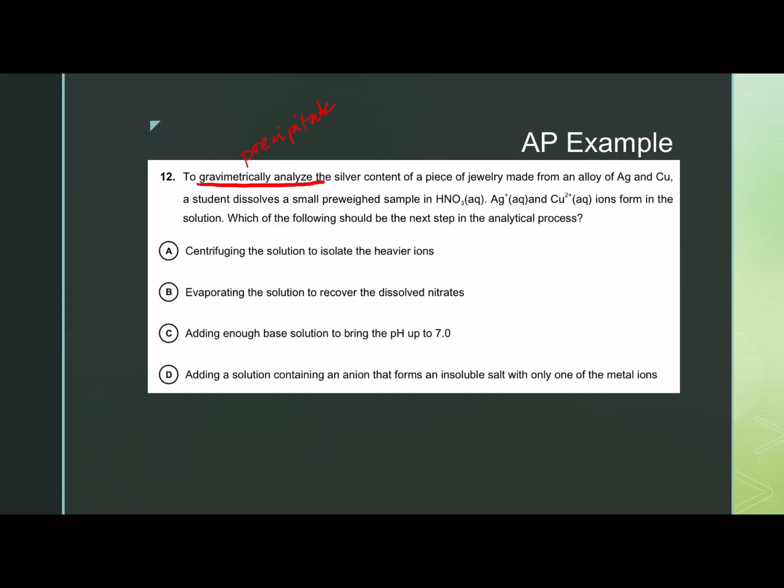Of our choices here, the thing that we need to do for gravimetric analysis is to add something to make a precipitate. We don't see the actual word precipitate, but we do see insoluble salt, which is another way of saying a precipitate. And we want to make sure that this precipitates only with one of the metal ions so that we can figure out the proportion of the two to each other. If something precipitates with both of them, we'll end up with a mixture at the end, and that wouldn't be as helpful. So choice D is the answer, and you are all done with this video.